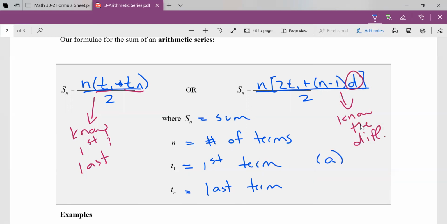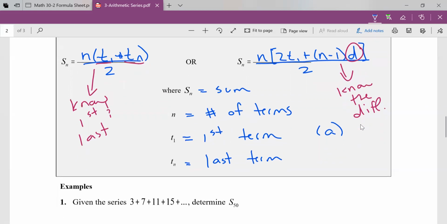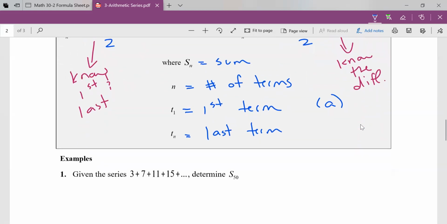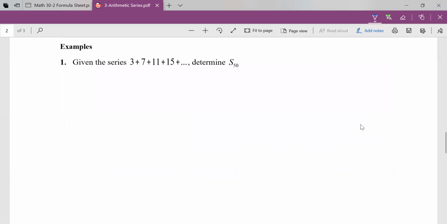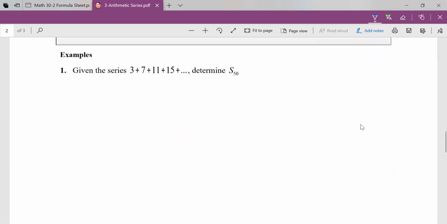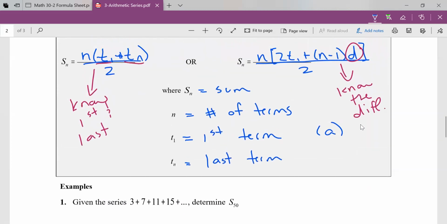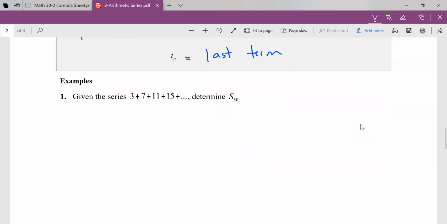Okay, let's do a couple of these. To me, it's easy because it's just a formula and I'm just plugging numbers into a formula. I like that. So example 1: given this series, let's find the sum of the first 50 terms. Which formula am I going to use? I'm going to scroll back up here and do my little check that I wrote in purple. Do I know the last term? No. So I'm going to use the second formula.